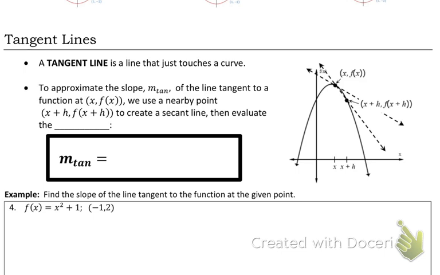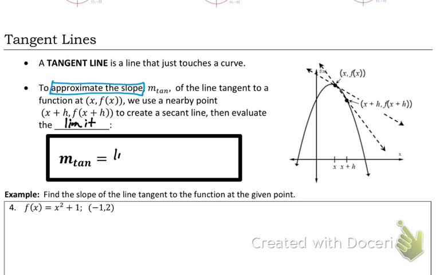To approximate the slope. That sounds like something we've been doing. Well, to approximate the slope of our tangent, we start with the point x and f of x. We use the nearby point x plus h and f of x plus h. And we said h cannot be 0. But I want to just approximate the slope. So instead of actually calculating it, we're going to find the limit. We're going to find the limit as h gets closer and closer and closer to 0.